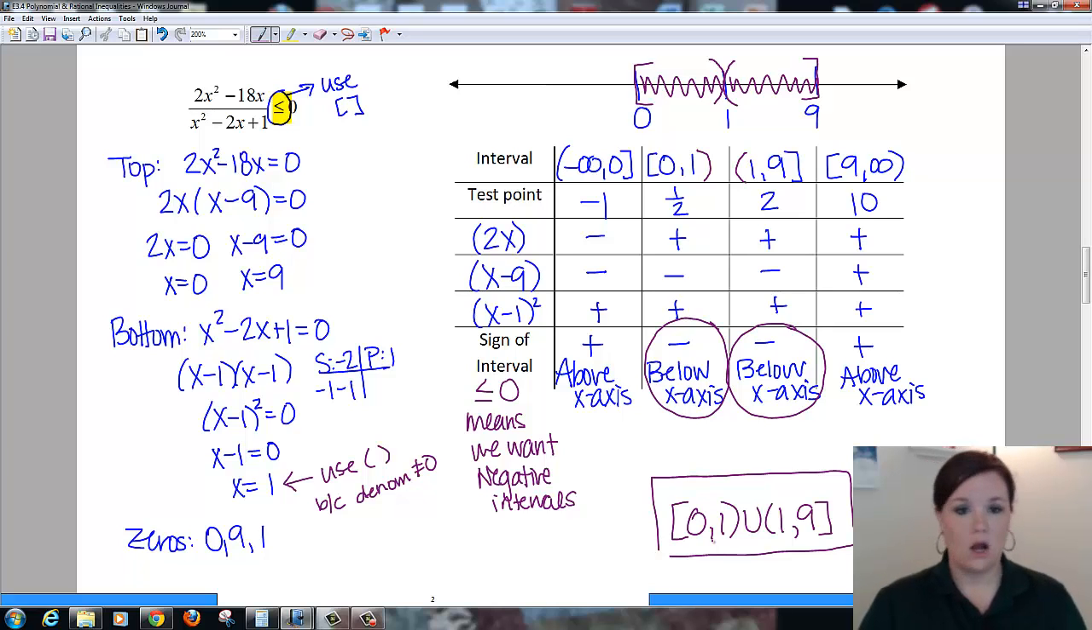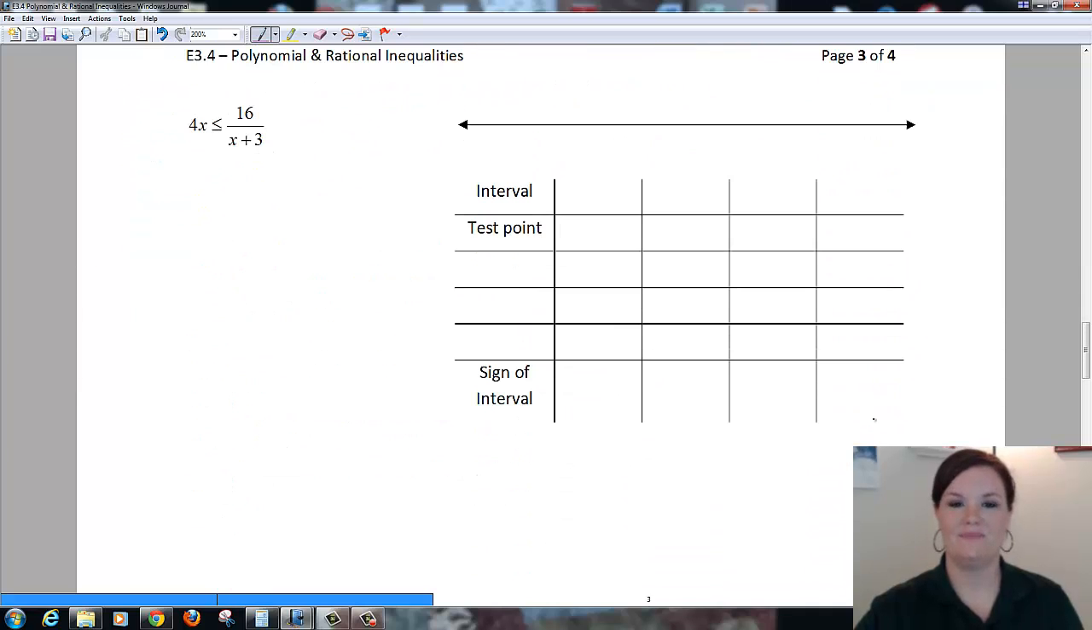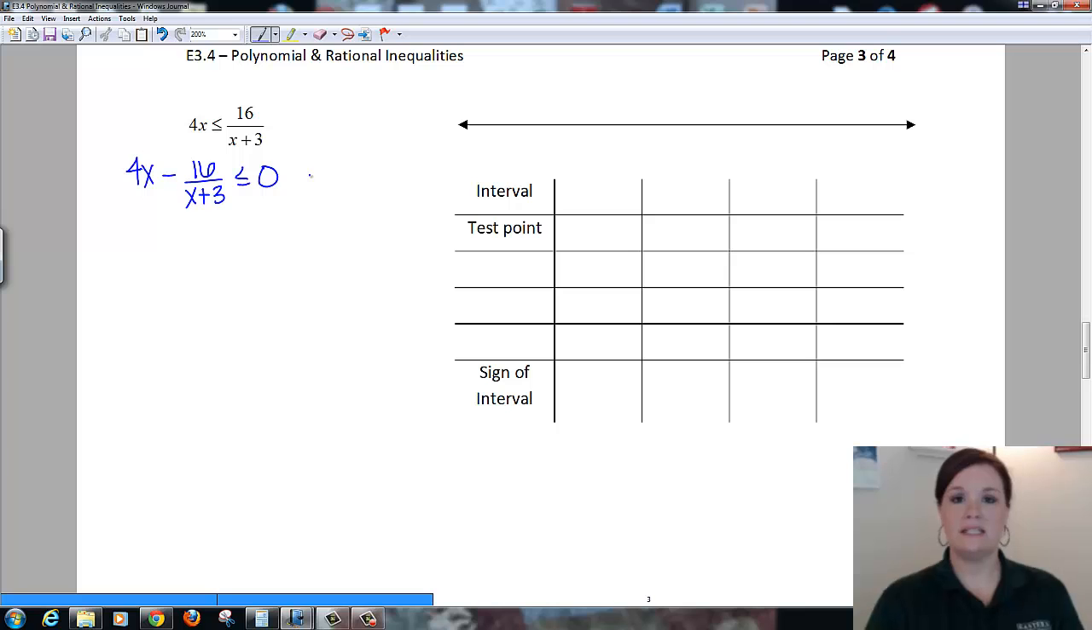Okay. All right, let me look at one more rational example, and then I'll have y'all try some. So this one, notice it's not in standard form. Everything's not on one side. So I'm going to go ahead and move my 16 over x minus 3 to the other side. And I do that just like any other term. I'm just going to subtract it. So that will give me 4x, and when I move this 16 term, it's going to become negative. So I have negative 16 over x plus 3 is less than or equal to 0. So I'm just moving it to the other side.